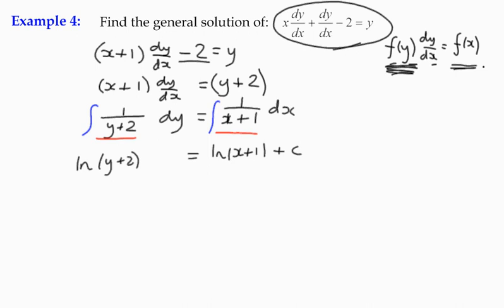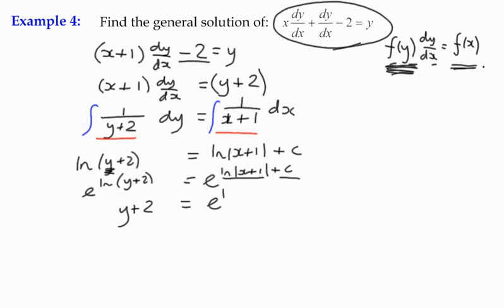It's not, of course, finished at the moment, because we want just an expression in terms of y. So to kind of undo these natural logs, we want to raise each of these sides with an exponent e. We'll take exponents of both sides. And on the left-hand side, that cancels out. The e and the natural log are inverse operations, so we're left with y plus 2. And on the right-hand side, we've got e to the power of log x plus 1 plus c.